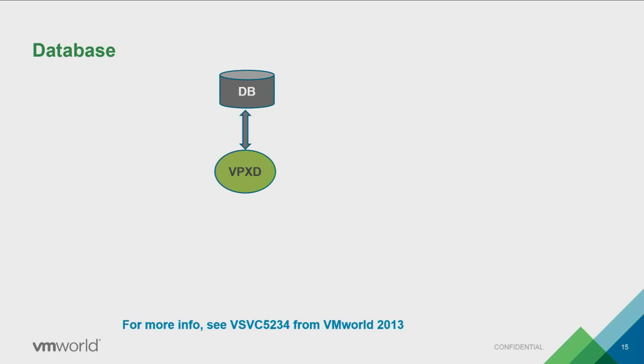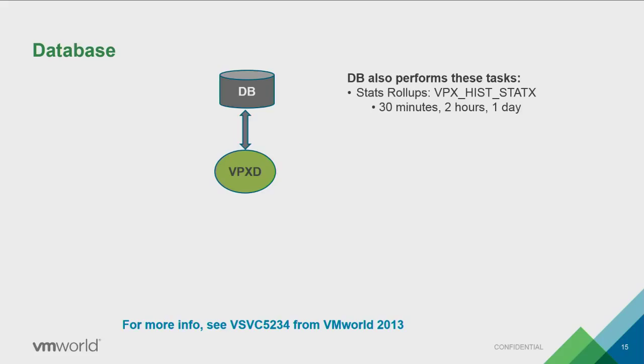So that's VPXD, and I mentioned that it persists statistics data as well as configuration data and changes into the database. Let's talk a little bit more about the database. So in addition to persisting statistics data, the database by itself performs a number of statistics rollups. Many of you are aware that vCenter stores statistics at multiple granularities, past day, past week, past month, and past year, and the roll-up from past day to past week to past month, or past month to past year, occurs through scheduled tasks that occur within the database, and we call these roll-up tasks.